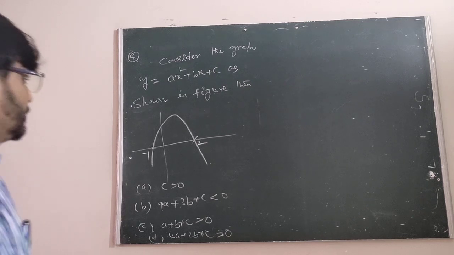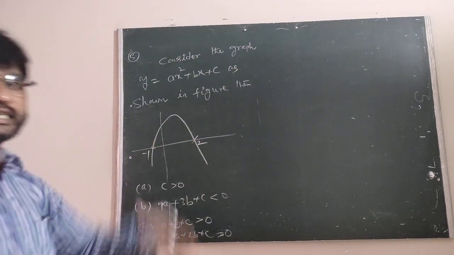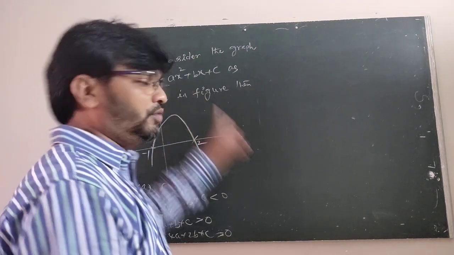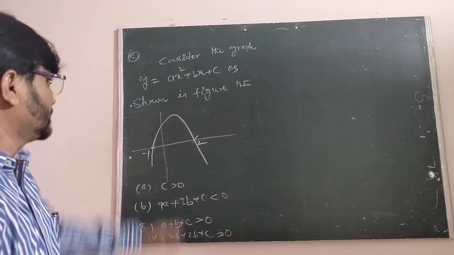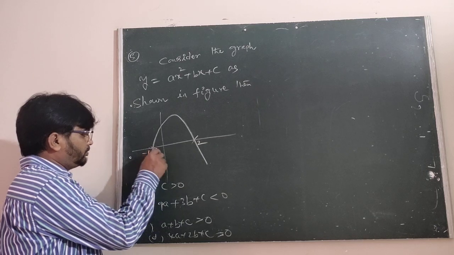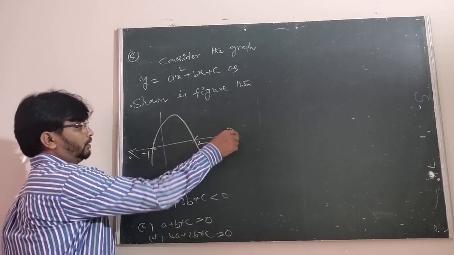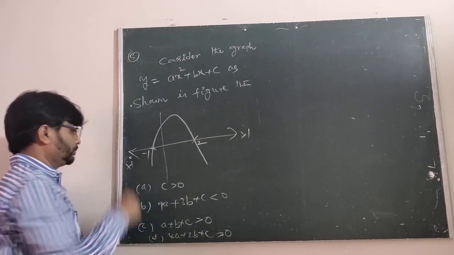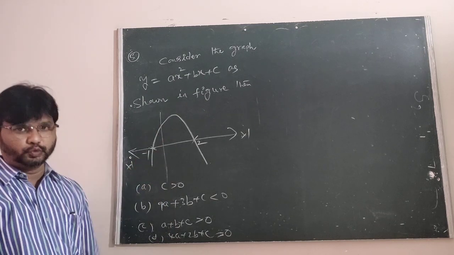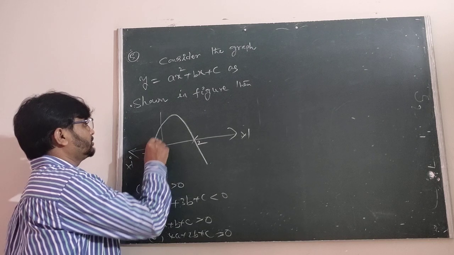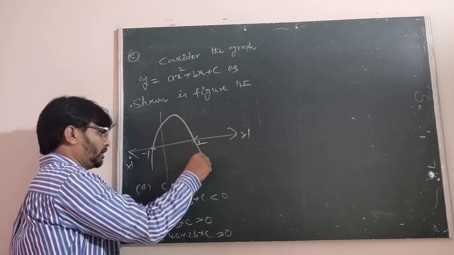Now we are going to discuss the next question. Consider the graph of y equals ax square plus bx plus c as shown in the figure. Here we observe the curve intersects the x-axis at minus 1 and 2, and this is also a downward parabola.